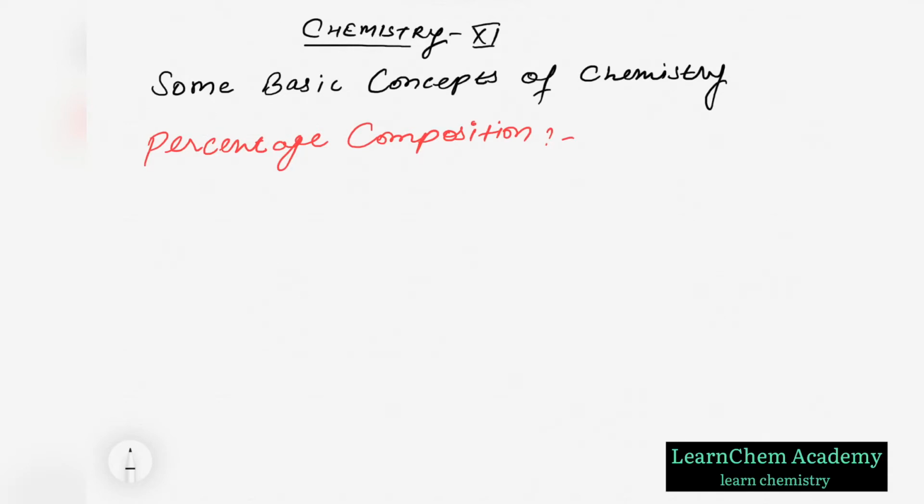So, today's topic is some basic concepts of chemistry, in which we are going to discuss percentage composition. Percentage composition means we are going to calculate the percentage of any element in its constituent compounds. The percentage composition of a compound refers to the amount of various constituent elements present per 100 parts by mass of the substance.